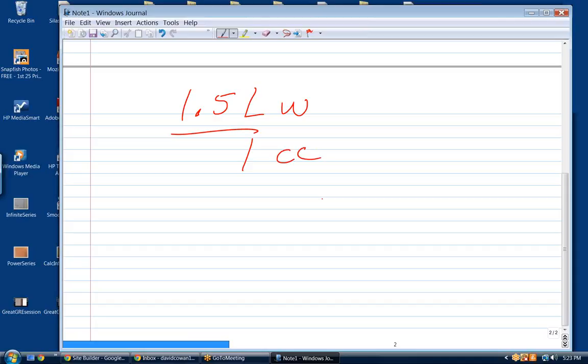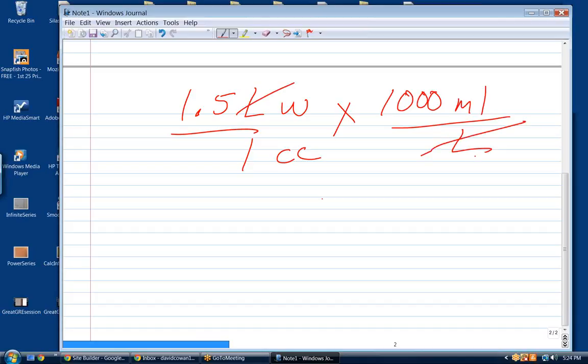Well, how many milliliters are in a liter? I don't know. The word milli means 1,000. So there are 1,000 milliliters in a liter. Okay. So if I want to convert it, it's 1,000 milliliters per liter. And then the liters cancel, and I get 1,500 milliliters per Coke.